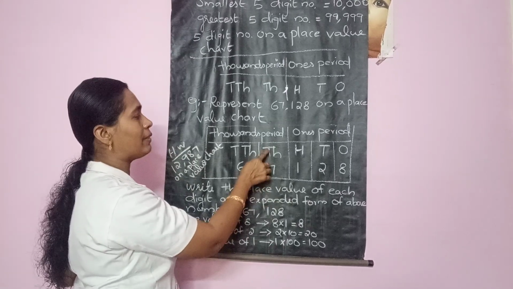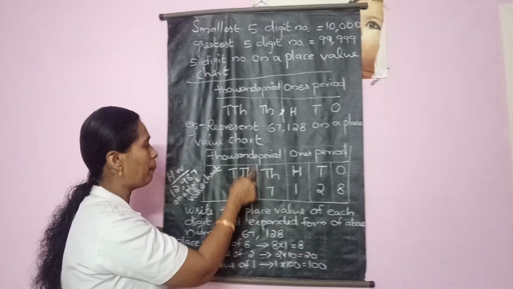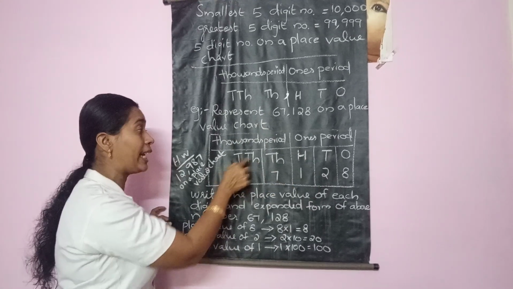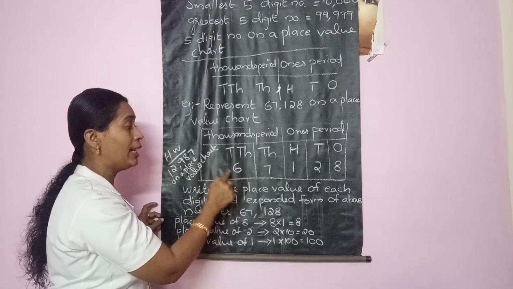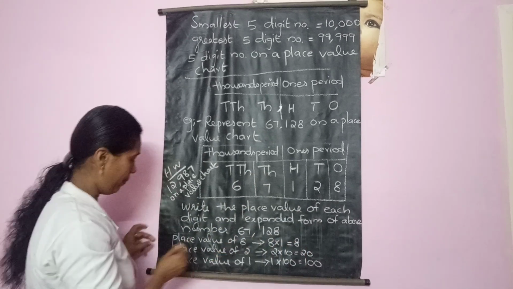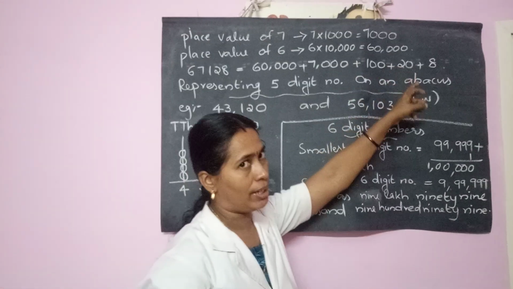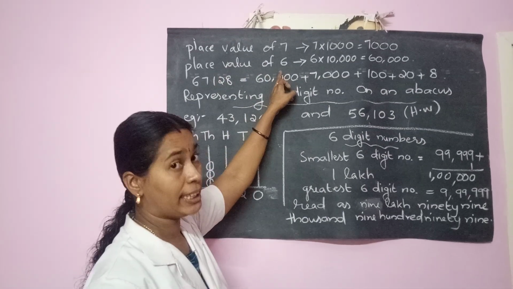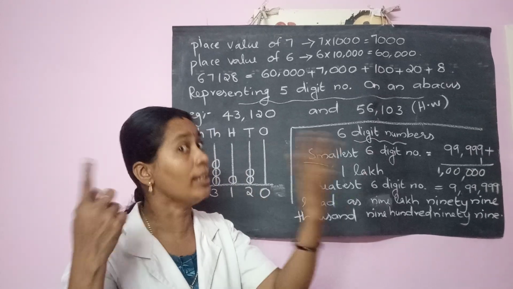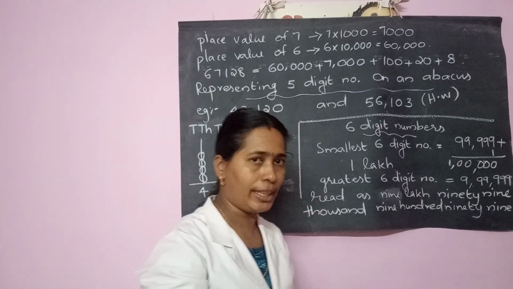Okay. Similarly, place value of this 7 is 7,000. And place value of 6 is 60,000. Okay, this is 10,000's column. So you have to write 6 into 10,000, that is 60,000. See, place value of 7, what I told you? 7,000. But 6 lies in the place of 10,000, not 1,000. So how do we write? 60,000. Okay, is it clear?